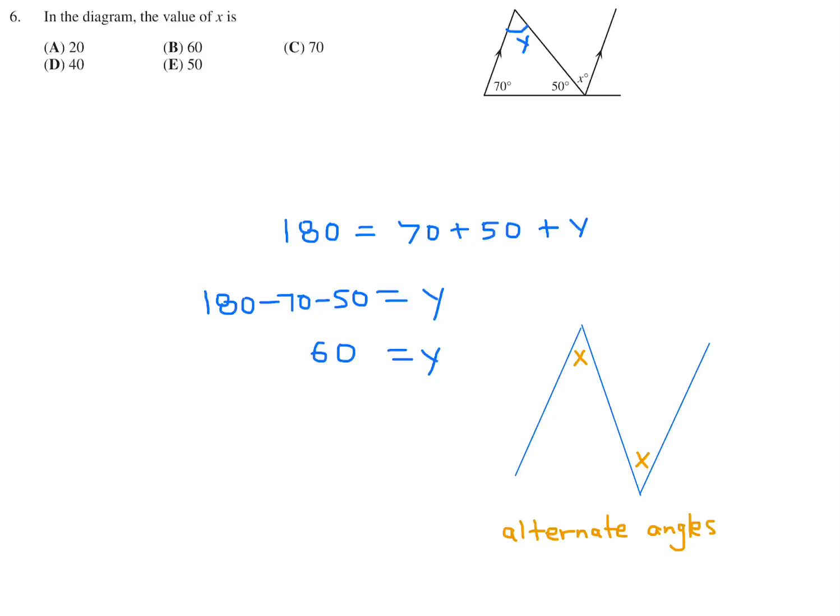And that is known as alternate angles. So in this diagram, the alternate angles are this one and this one. Y we already figured out was 60, so therefore x is 60, and that is what they want you to find the value of. So number 6, the answer is B.